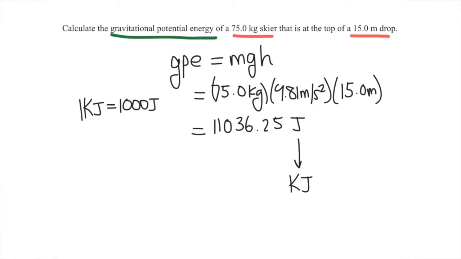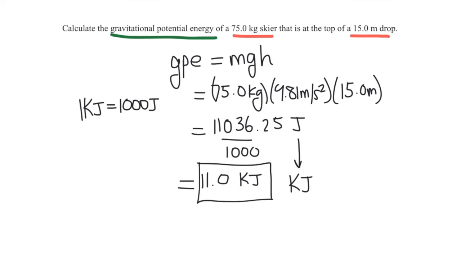And so instead of writing this answer in joules, I'm going to divide it by 1,000 because that's going to convert it into kilojoules. So if I divide this by 1,000, I'm going to shorten it so it only includes 3 significant figures, because all of the values up here in the problem have 3 significant figures. This will be my final answer, so it's going to be 11.0 kilojoules of potential energy.